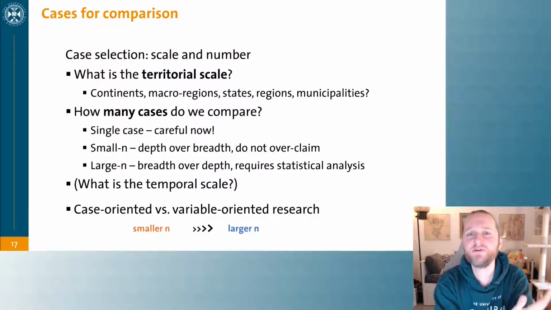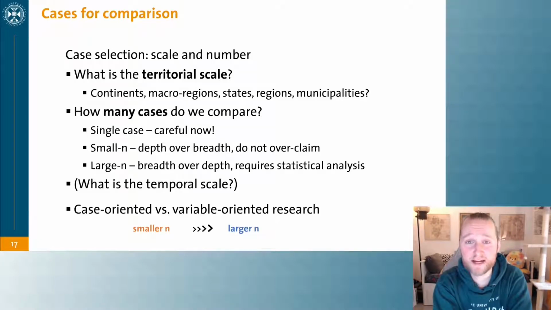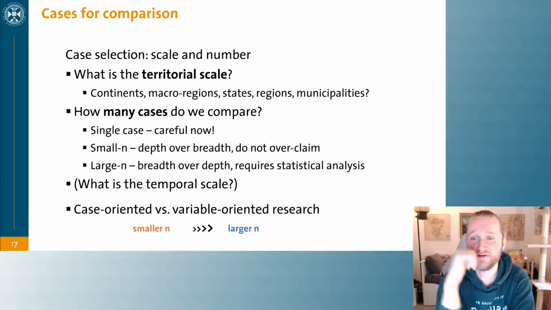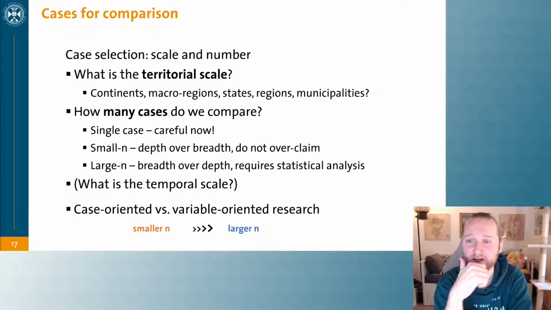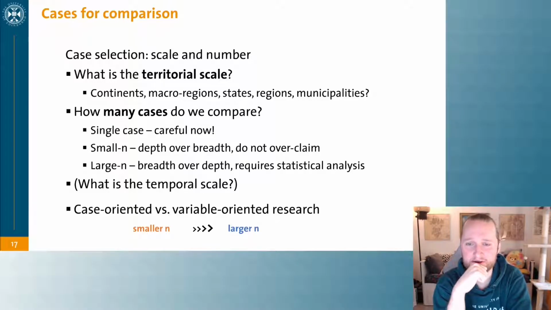So what is the territorial scale? What are we comparing? If, say, we want to compare voter turnout, are we comparing this on the continent level, like are voters in Asia more likely to turn out than voters in Europe, for example? Are we looking at macro regions like Western Europe versus Eastern Europe, Northern Africa versus Sub-Saharan Africa? Are we looking at states, at regions, or even at municipalities? Because sometimes we can have quite large differences there.